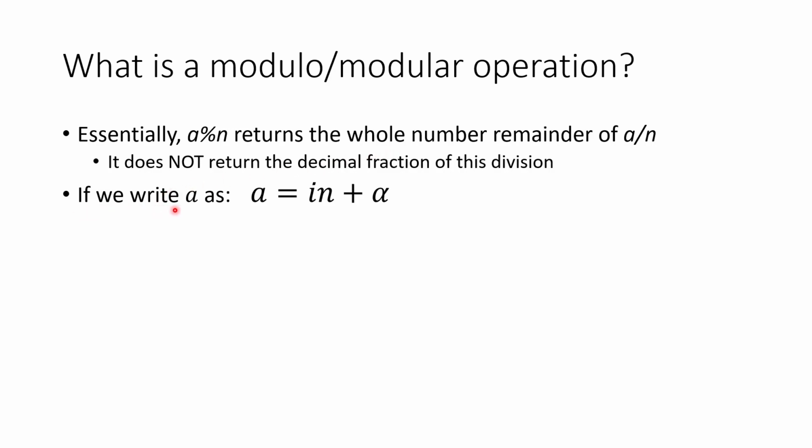So if we write a, a whole number, as equal to I times N, where I is any positive integer, and this could be 0, so I should say non-negative integer, and N is the modulo that we're working in, plus some alpha.